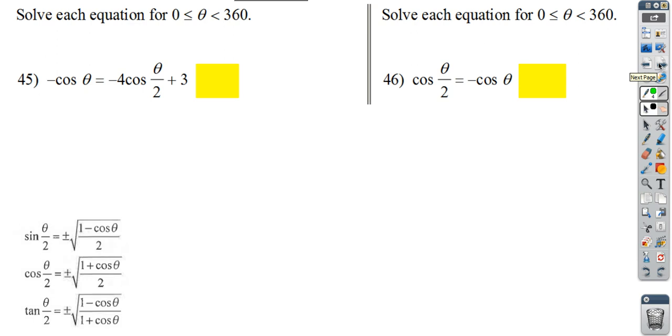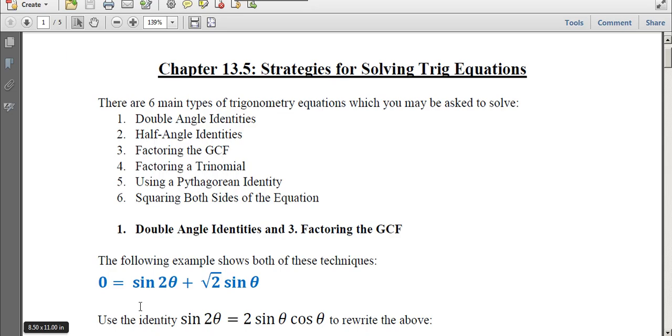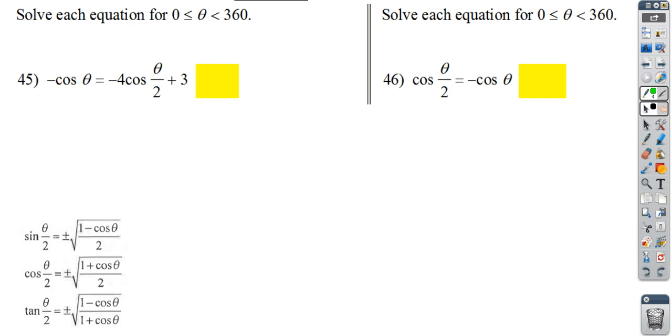All right. Here's the next one. Well, okay. Now this is a new strategy that we haven't seen before. These are not double angles anymore. So going back to our sheet, this is a half angle strategy. How did I know it was a half angle? Because this right here is a half angle.